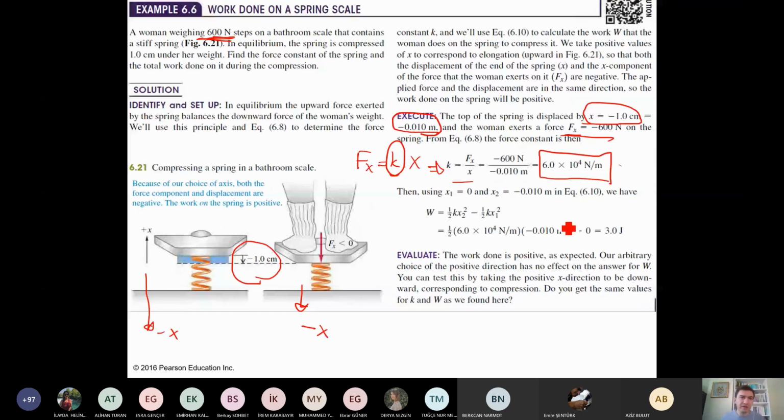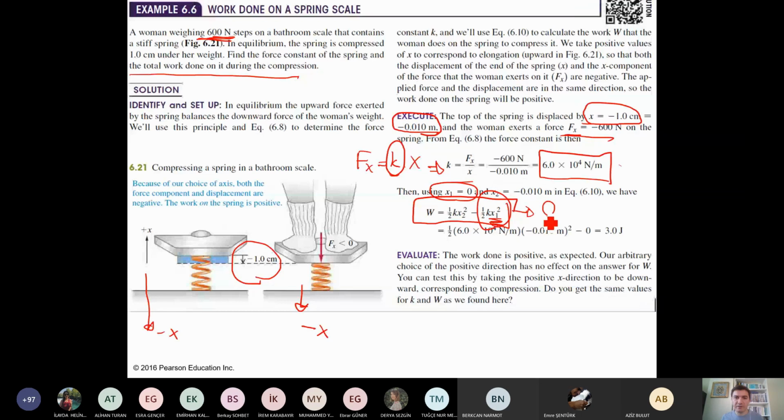And what about the second question, the total work done on it during the compression? So this is the work formula, 1/2 k x2 squared minus 1/2 k x1 squared. So what was the initial position? The initial position is 0 because at the beginning it is at rest, okay? It is in equilibrium and the spring is relaxed at the beginning. So then this term will be 0.